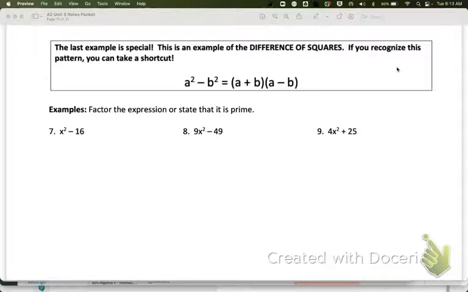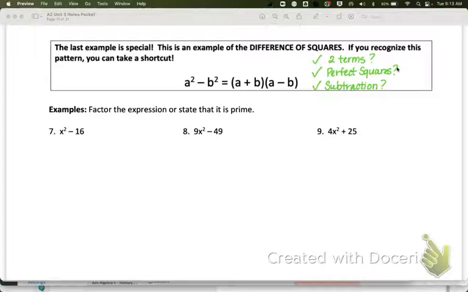Now we might recognize that pattern. Those 2 expressions are conjugates. So a squared minus b squared always factors to a plus b, a minus b. So we're going to ask ourselves a series of 3 questions. Are there 2 terms? Are they both perfect squares? And is there subtraction? If you get 3 yeses, then you can factor using this shortcut, okay?